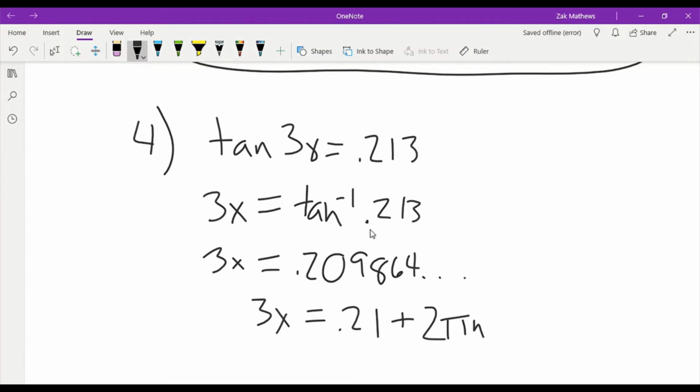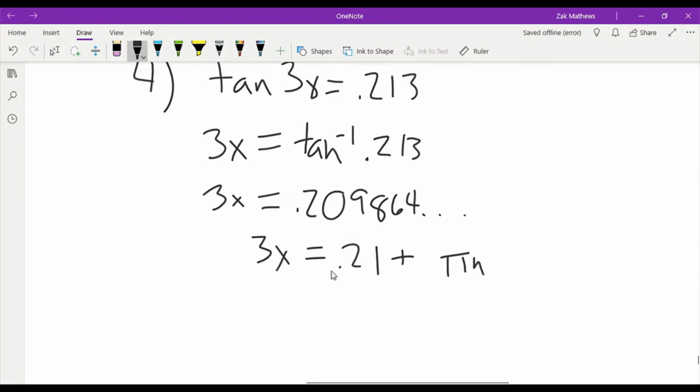If we use an inverse trig function, it's going to give us the one correct answer based on the inverse domain and range. But we weren't looking for what the inverse tangent of 0.213 was. We were looking for the tangent to be equal to 0.213. So we know tangent is positive in the first and also in the third, so I'd have to pick this up and put it into the third by adding pi to it. Well, because tangent's domain matches up with its period, I can just add pi in and I never have to worry about writing out that second equation. So I'm going to use 3x is equal to 0.21 plus pi n.